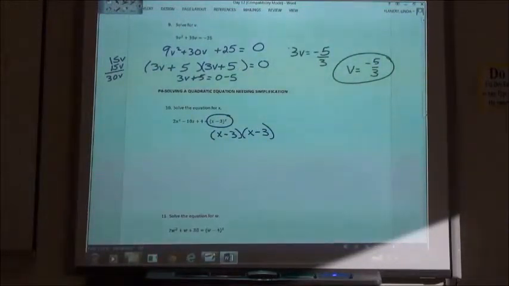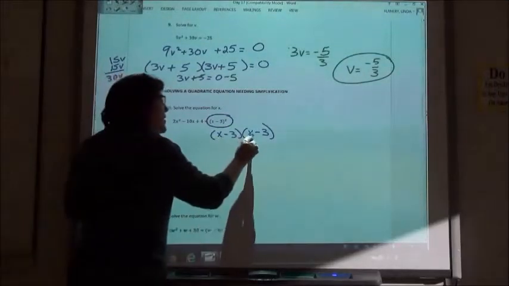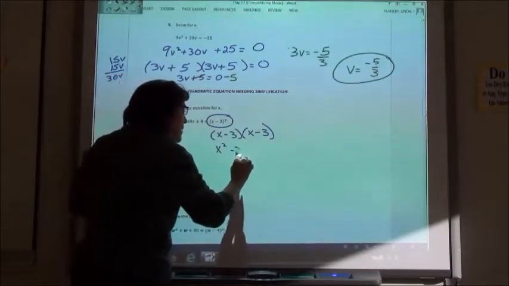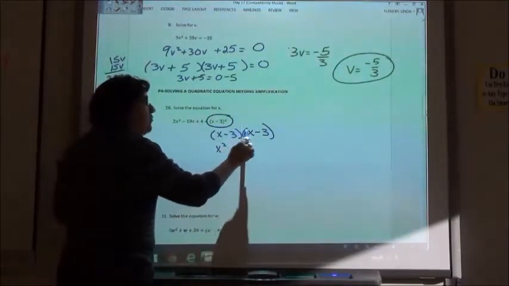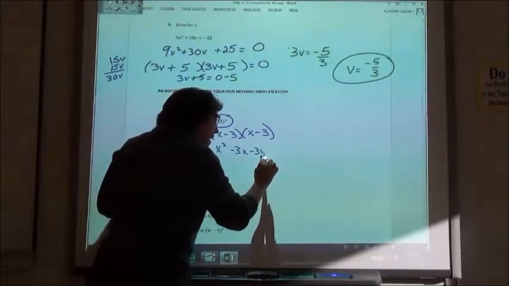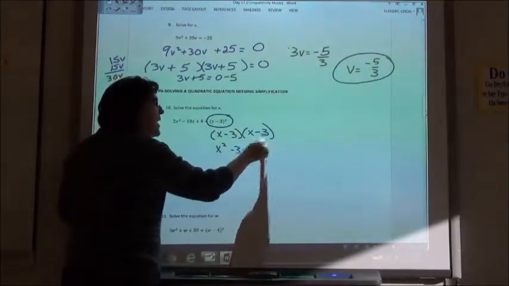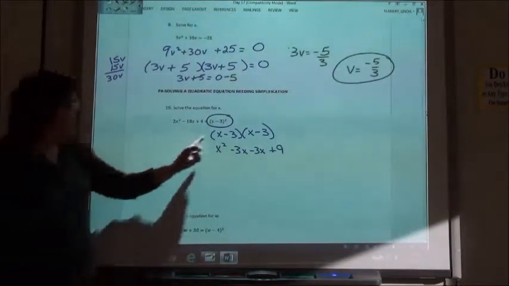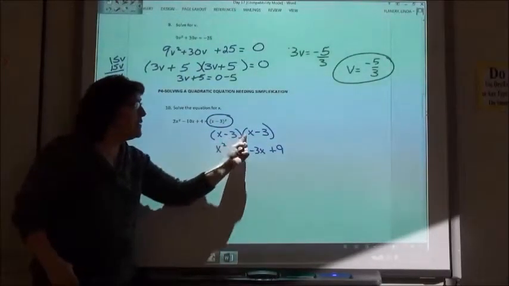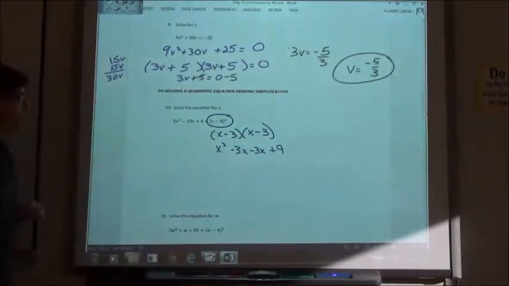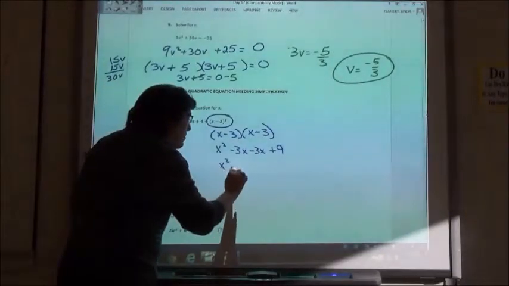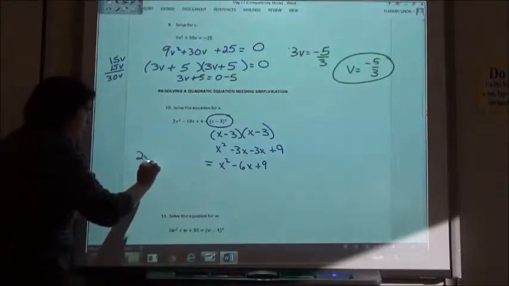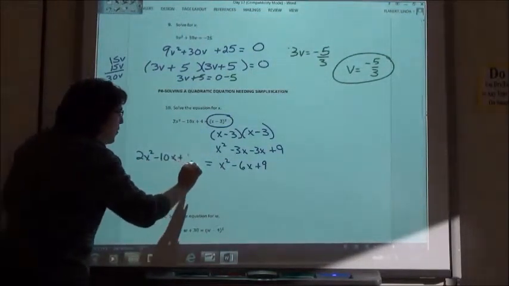And then we have to FOIL that out. So x times x is x squared. X times the minus 3 on the outside is minus 3x. Negative 3 times x on the inside is negative 3x. And then negative 3 times negative 3 on the end, positive 9. So taking the x times both of these, the negative 3 times both of those, and then combining our like terms, we get x squared minus 6x plus 9. That's going to equal our 2x squared minus 10x plus 4 that was over on the other side.